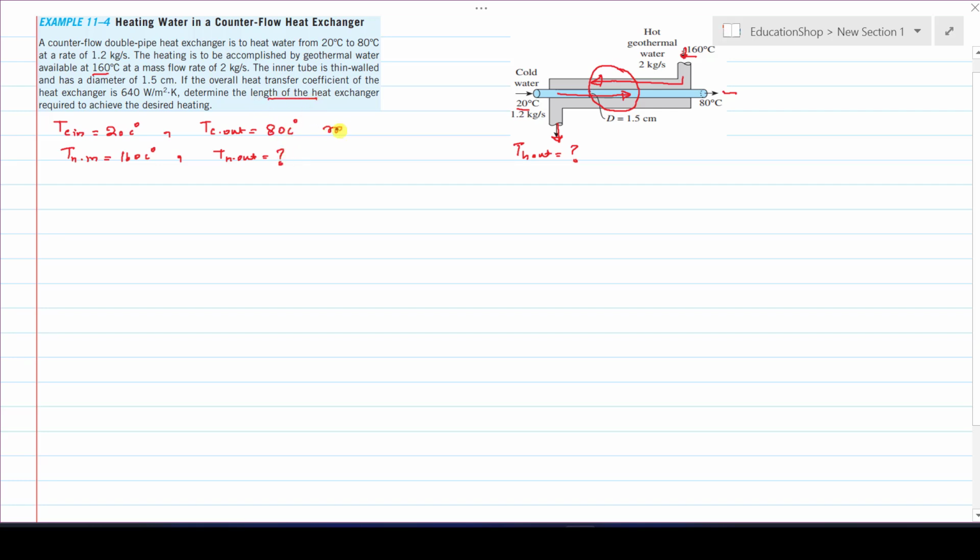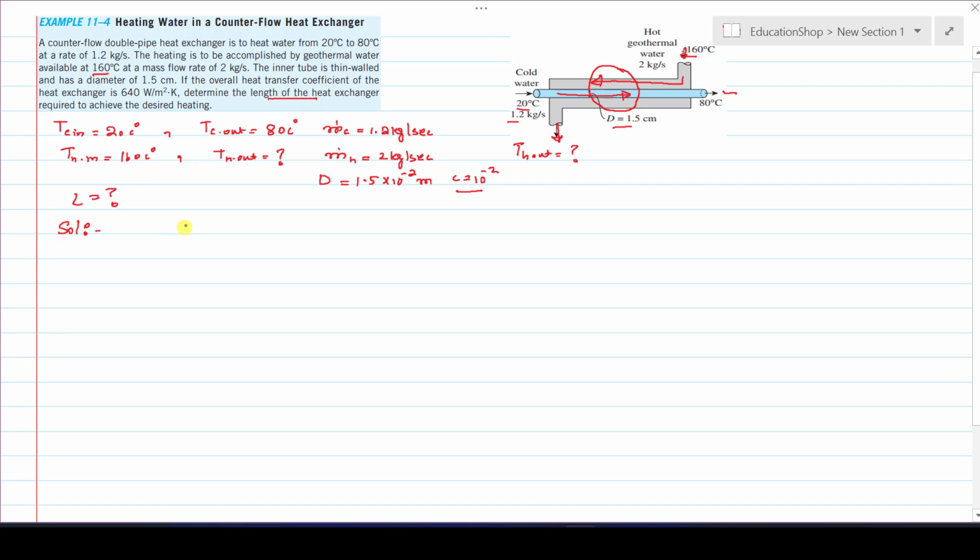The mass flow rate of the cool fluid is 1.2 kg per second, and the mass flow rate of the hot fluid is 2 kg per second. The diameter of this tube is 1.5 centimeter, or in other words 1.5 multiplied by 10 to the power minus 2 meter, because centi is equal to 10 to the power minus 2. We need to find the length of the heat exchanger. Now come toward its solution.